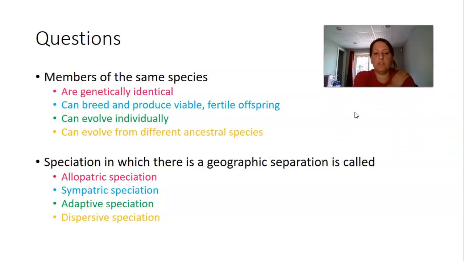First one, members of the same species, are they genetically identical? Can they breed and produce viable, fertile offspring? Green, can they evolve individually? Or yellow, they can evolve from different ancestral species. So which one makes sense there for members of the same species?